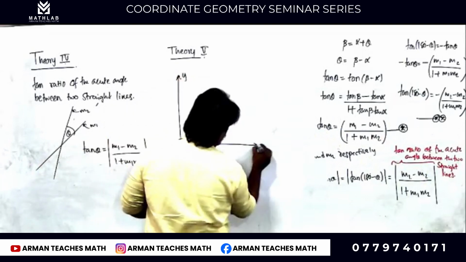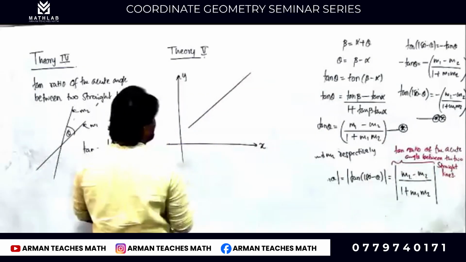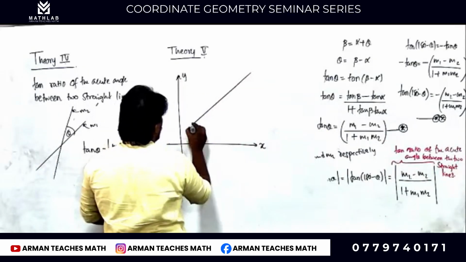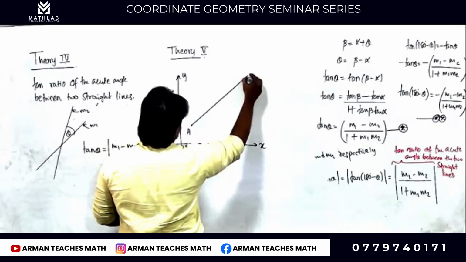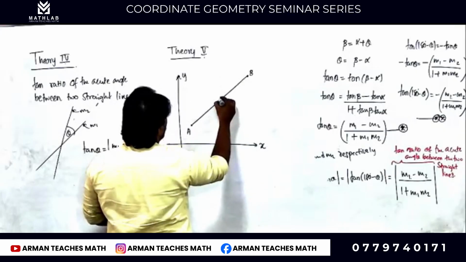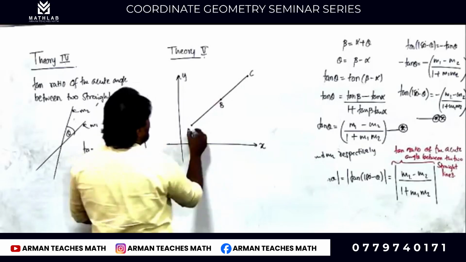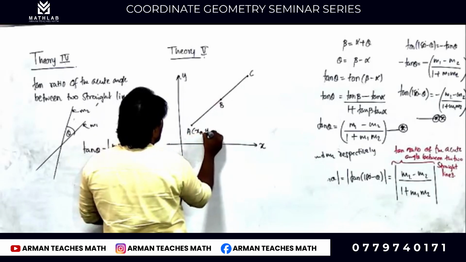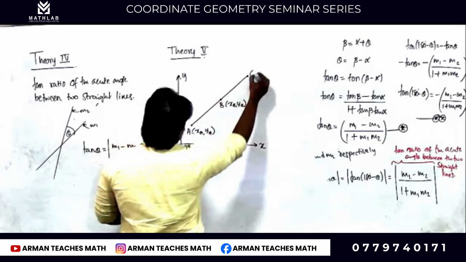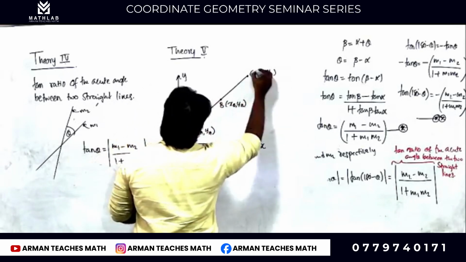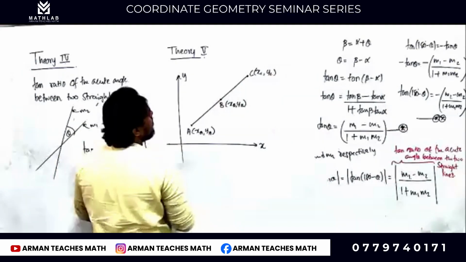Y-axis, x-axis. Let's take this. We have capital A point and we have another capital B point. And we take a point C here. This one XA, YA, XB, YB, XC, YC. So I need to calculate the gradient of this.